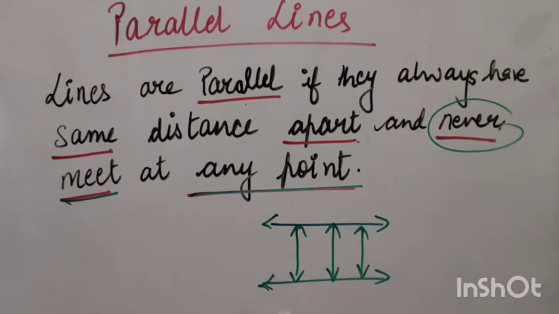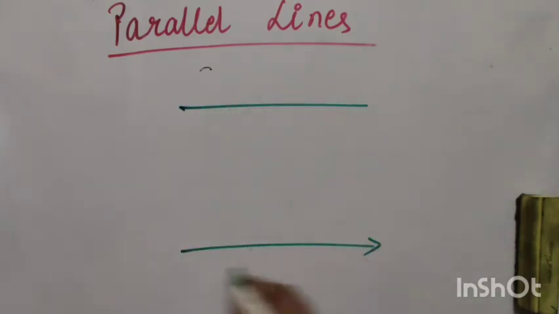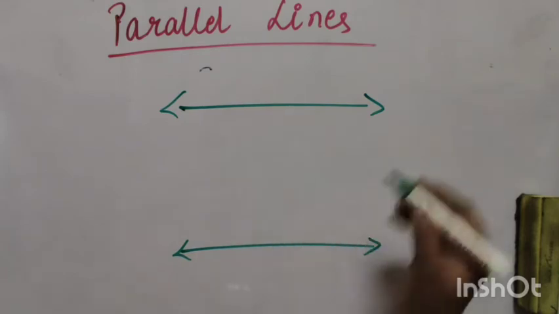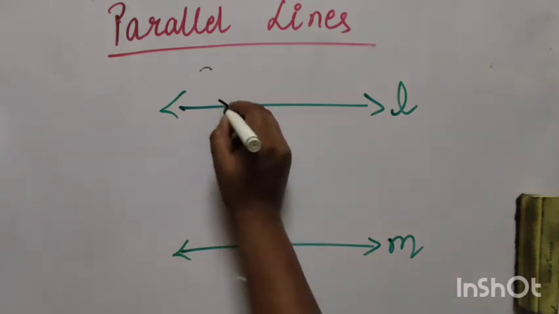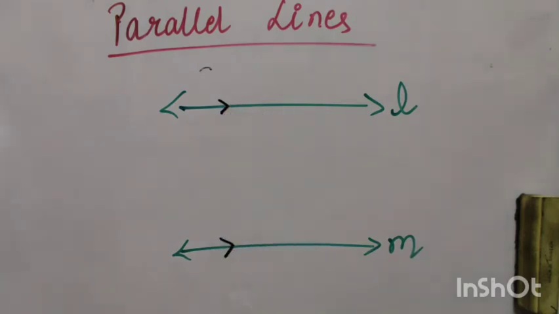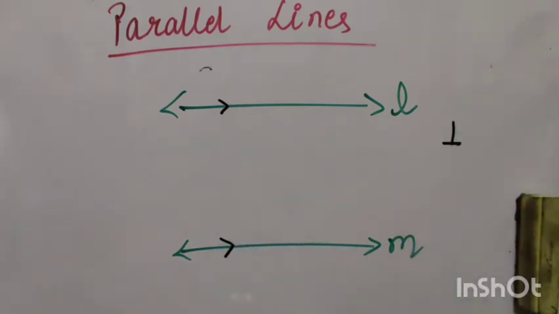Now, as I told you, when we are talking about parallel lines, if I say this is line L and this is line M, we are calling them parallel lines. There is a symbol for being parallel. I can say that this line is parallel to this line, right? Why? Because if at any point I find the perpendicular distance between them, it will be the same at all the points.